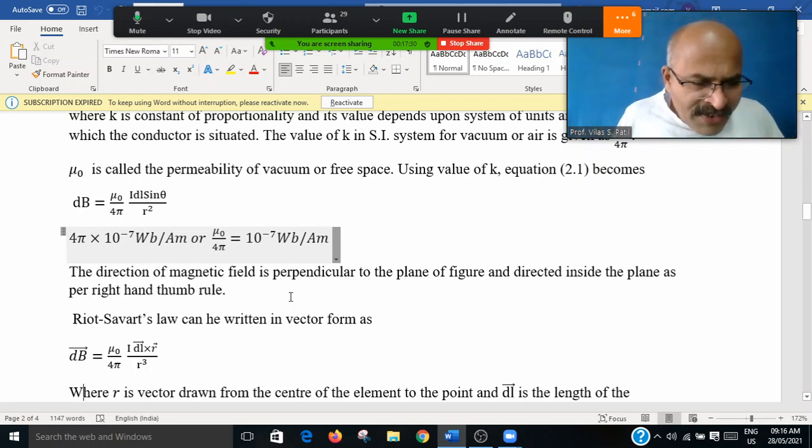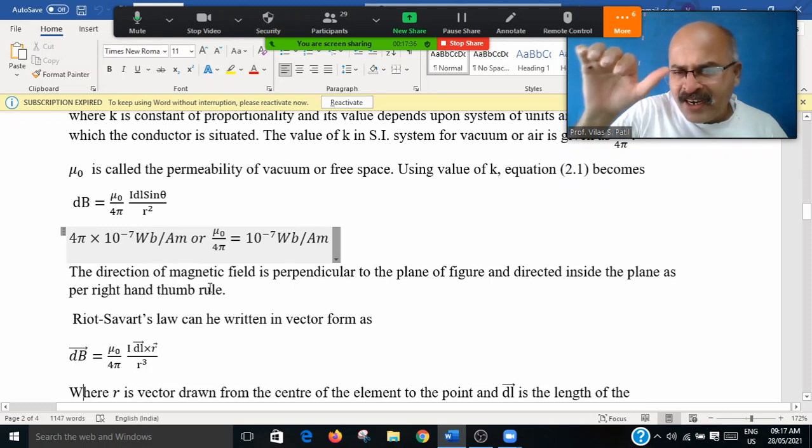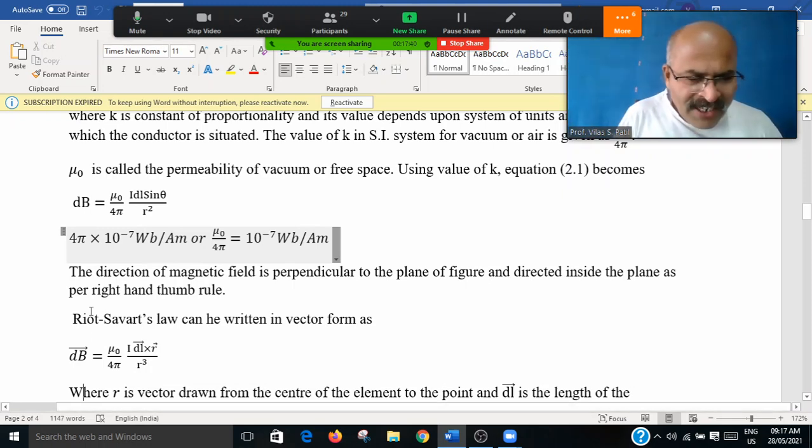And it is given by the right hand thumb rule. It is the right hand thumb rule: the direction of the current and the direction of the flux, that is the magnetic induction. And in the vector form, dB vector is equal to mu 0 divided by 4 pi, I dl sin theta, that is I dl into r square.